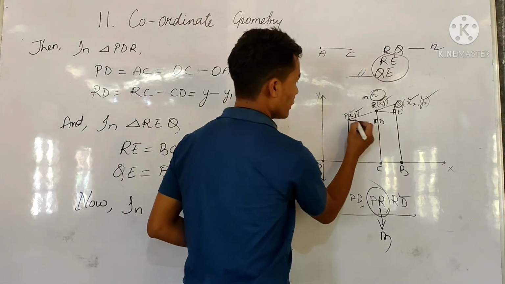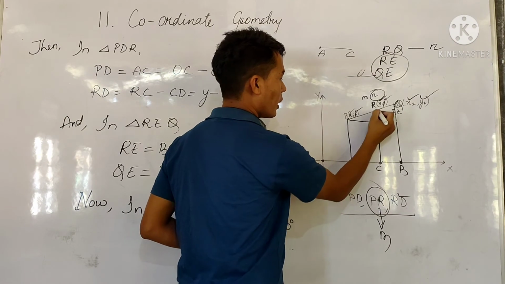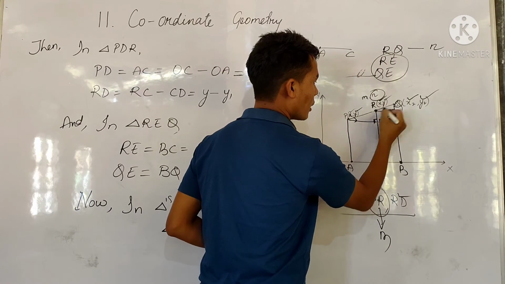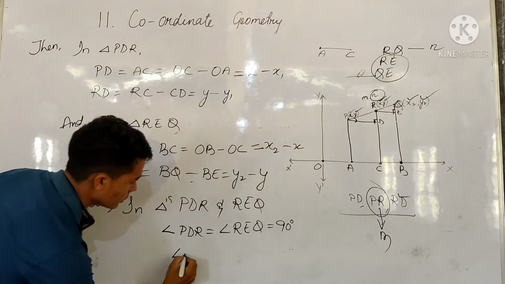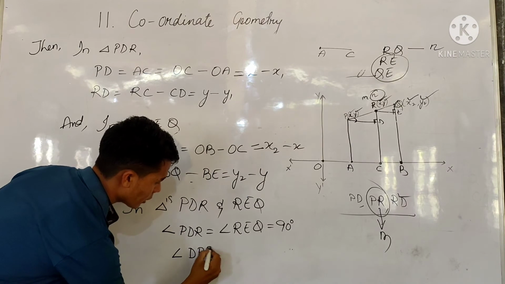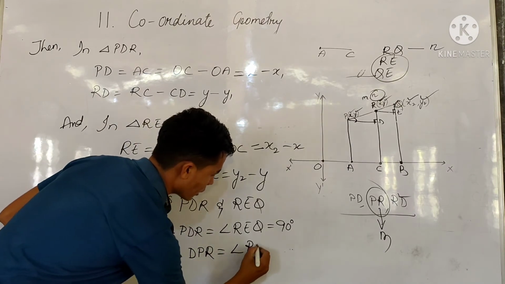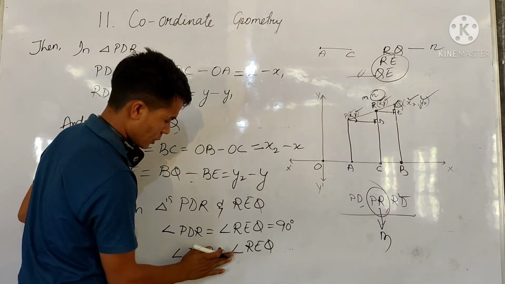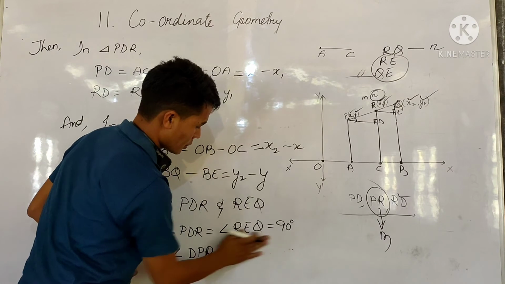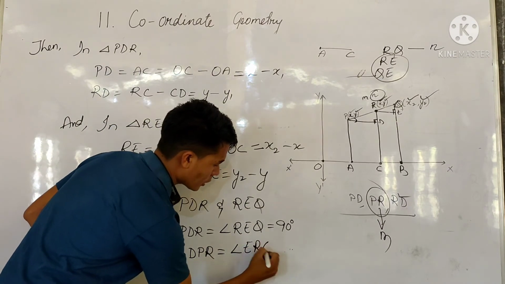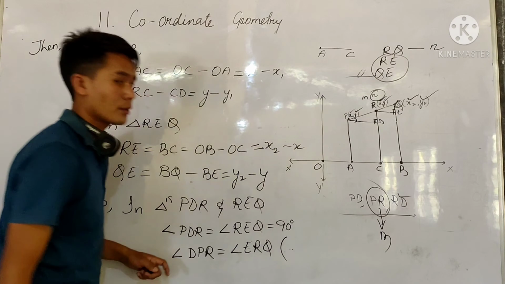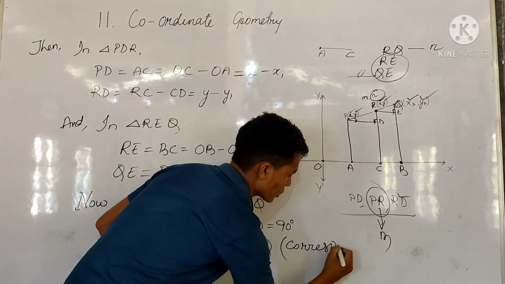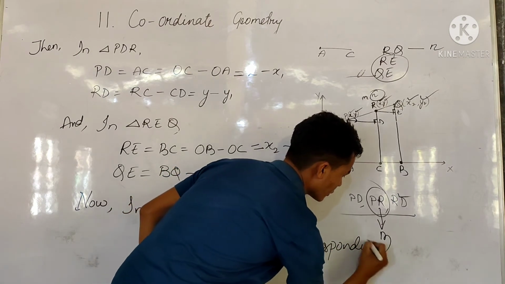Similarly, here angle DPR is equal to angle ERQ. Oh, sorry, DPR is equal to ERQ. So they are called corresponding angles.